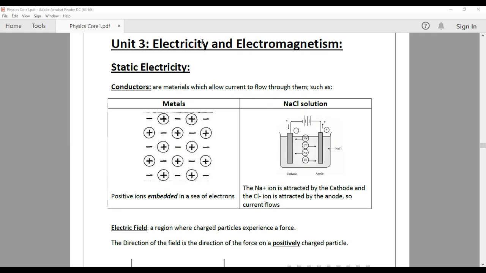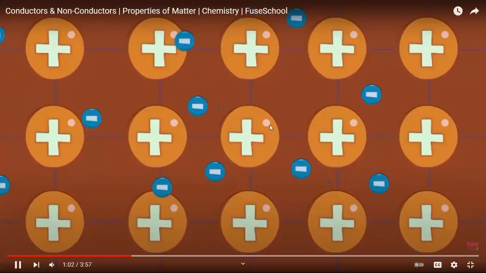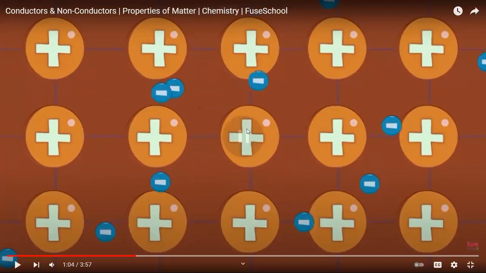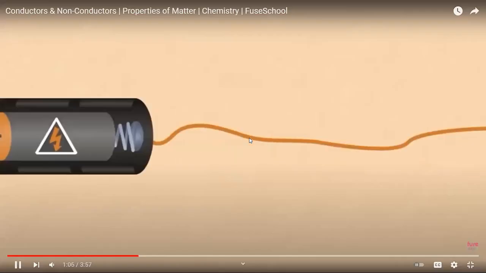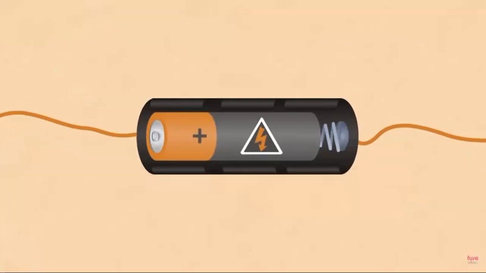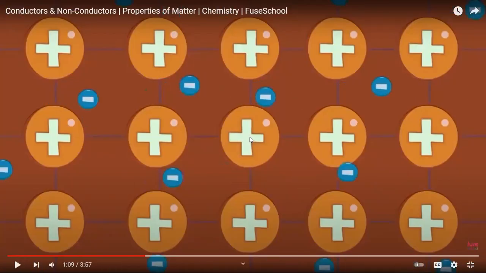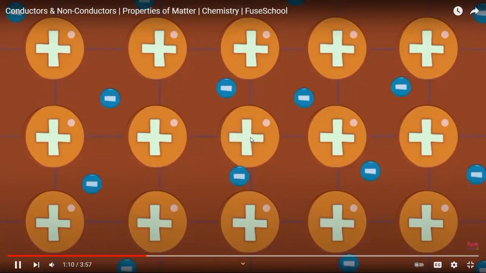Let's see what's inside them. As you can see here, you can see the positive ions, and you can see negative ions running all over the place to carry the current from one place to another. Once it's connected to a battery, the battery will make things go in only one direction. As you can see, the flow of electrons will be in one direction, carrying the current.